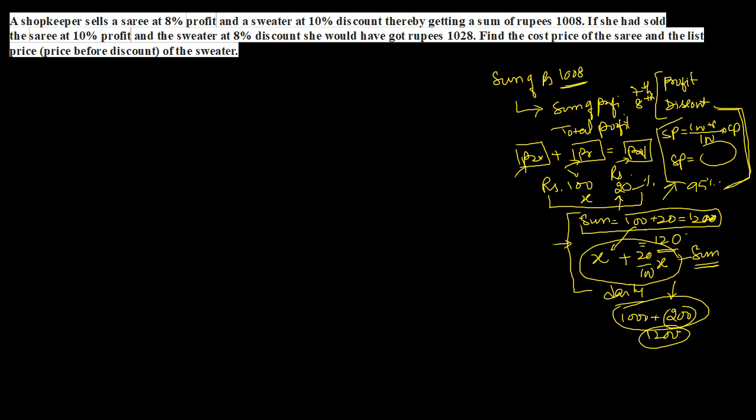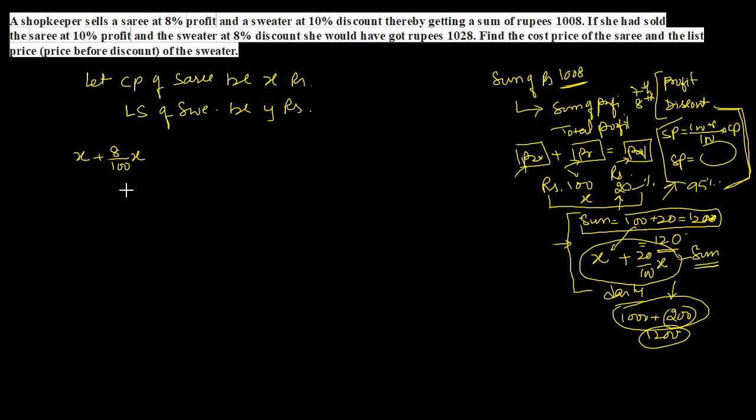So let's come back to this. Let the cost price of the saree be X rupees, and let the list price, that is before discount, of a sweater be Y rupees. Now the shopkeeper sells at 8% profit. 8% profit means, if I take X as my main money, he made 8% of it on top of that, so that becomes my total sum.